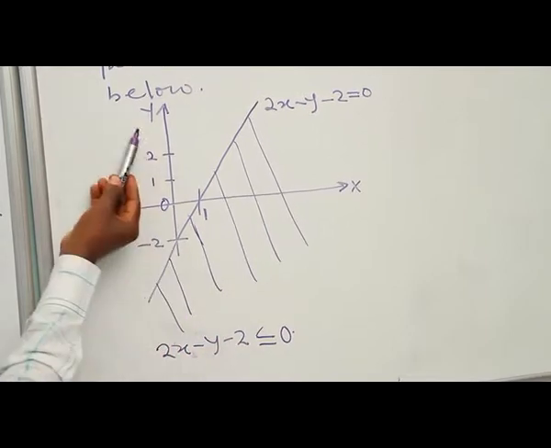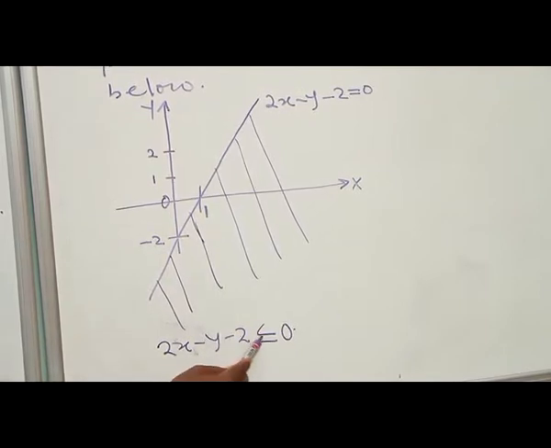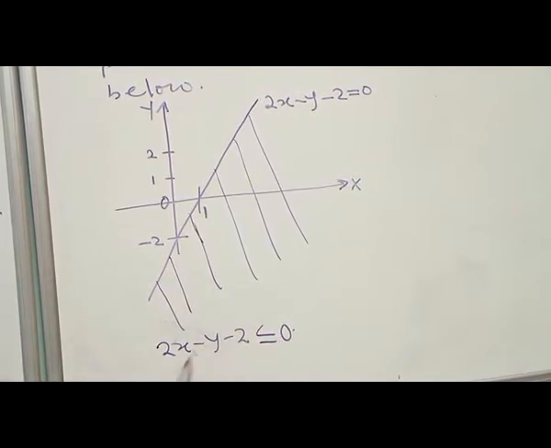If it were the other side, the upper side that was shaded, then the inequality symbol would be what? Greater than or equal to 0. Please take note of what we have just done.